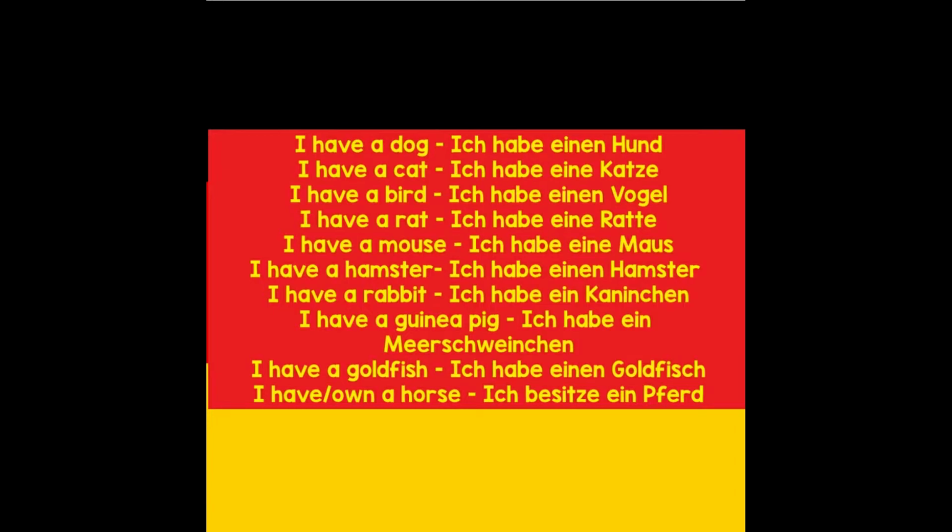Okay, let's look at our word for rabbit. To say we have a rabbit, we would say ich habe ein Kaninchen. Okay, now let's look at our word for guinea pig again. That's that great big long word. So how to say we have a guinea pig is Ich habe ein Meerschweinchen.